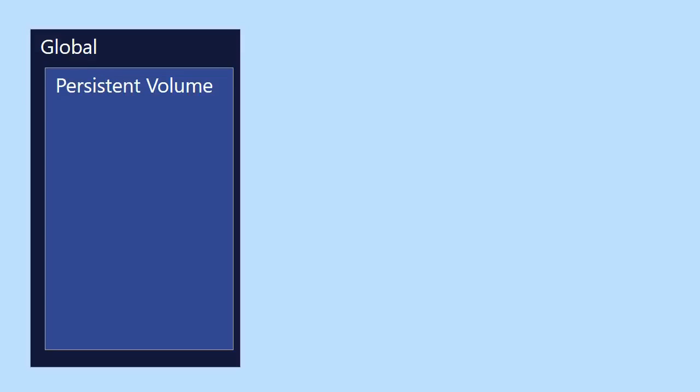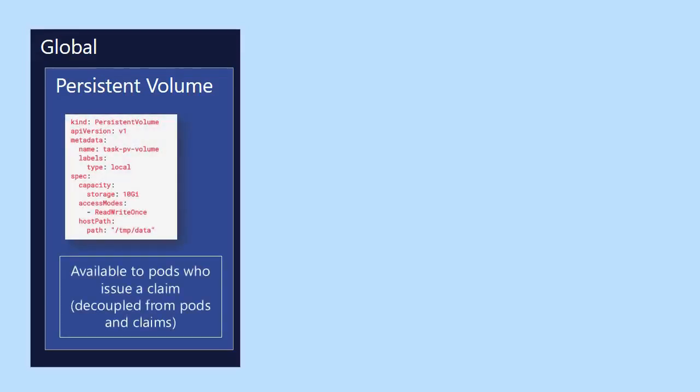Talk about the fact that the persistent volume has a YAML file that we're going to actually define a persistent volume with. You see that here it says kind persistent volume, and it's available to pods who issue a claim. So it's a nice decoupling. That is, this persistent volume is available here on all pods on this VM host.